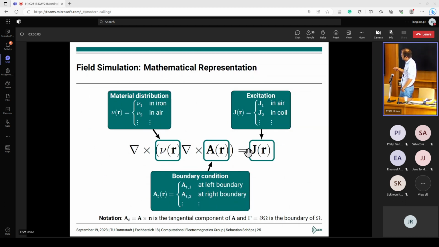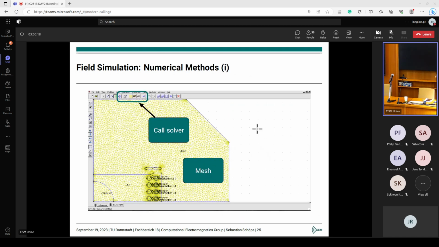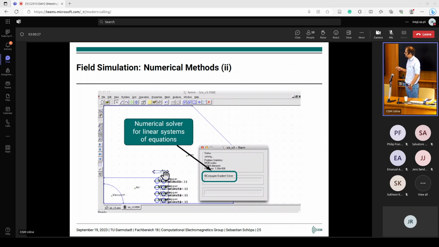Then this translates back to the underlying equation, defining the material distribution, excitation, and boundary conditions, right? So essentially these are case distinctions. In which domain am I? Which kind of material property do I have to use? And then you call the solver. The solver will create a mesh. That's a conventional workflow, not using spline technology. And then you will simulate.